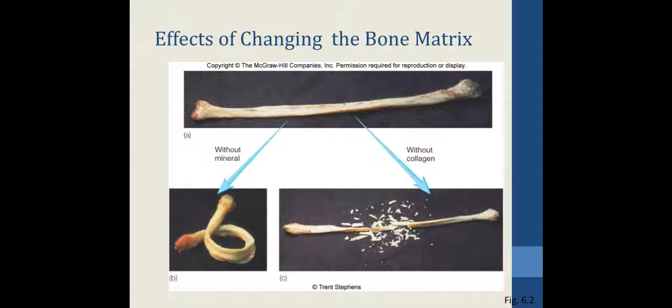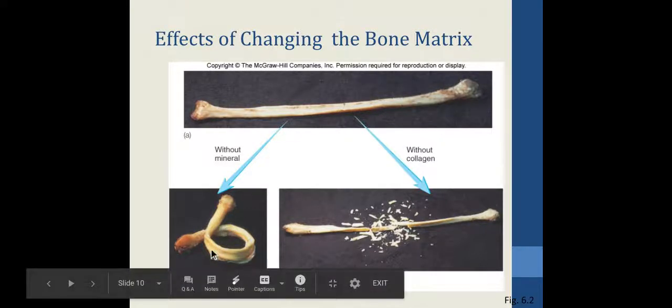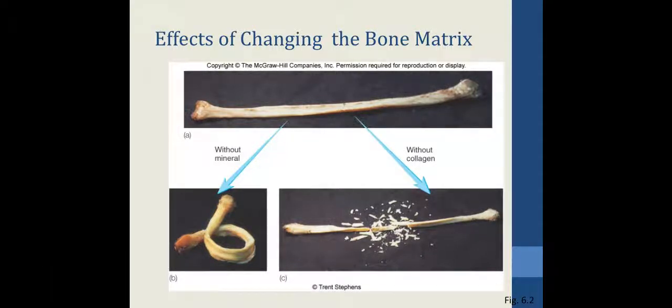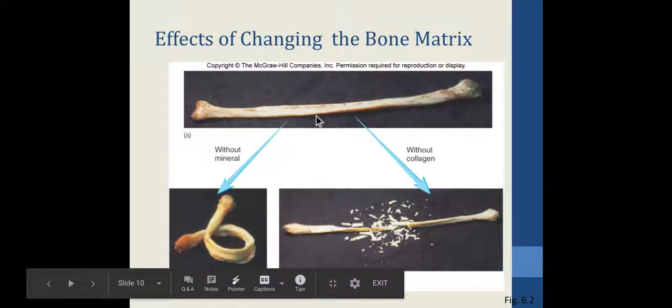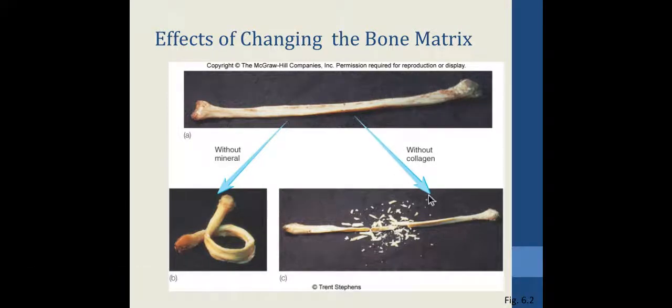There can be changes in that bone matrix, and this is sort of what will happen. So if you do not have that phosphorus, calcium, hydroxyapatite, then you're going to get a bone that could bend and move because you still have that collagen material. And this would not be good though. We don't want a bone to do that. If we didn't have the collagen, then it would make it a very brittle bone and it would shatter. So we need both of these strengths. We need the hard strength from the minerals. We need the flexible strength from the collagen in order for our bones to function.